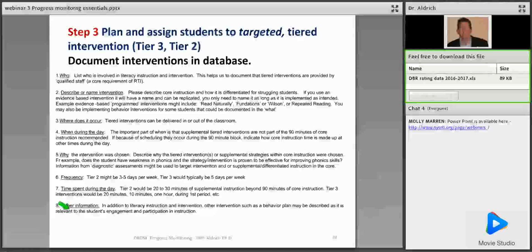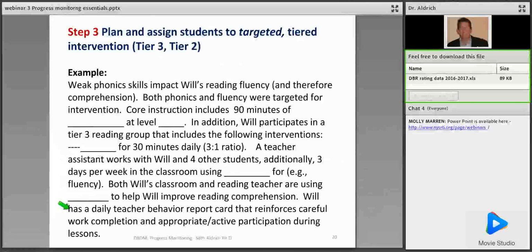This resource is available for download. So for an example of an intervention description, we want it to be long enough that it fully describes what's happening for the student, yet short enough that somebody's going to be able to read it.